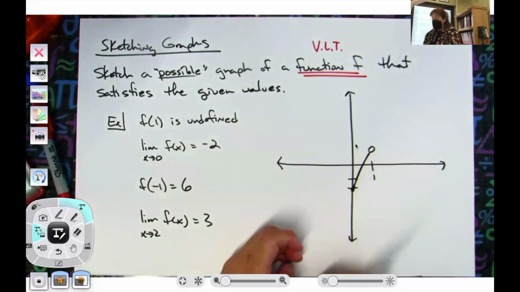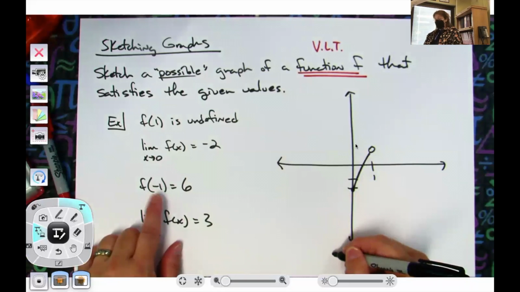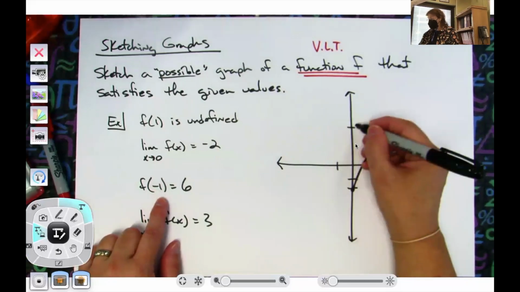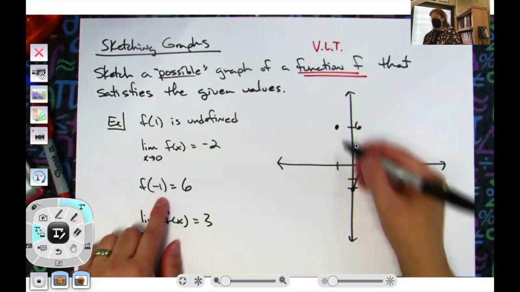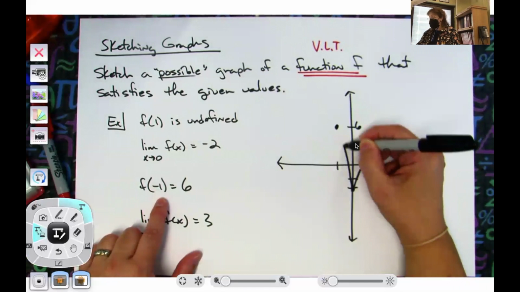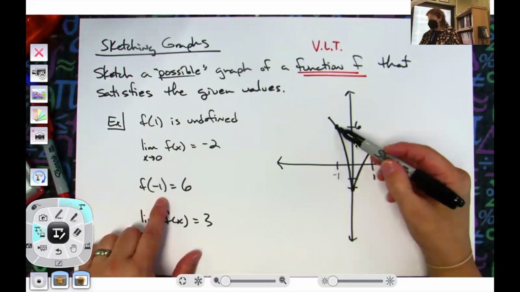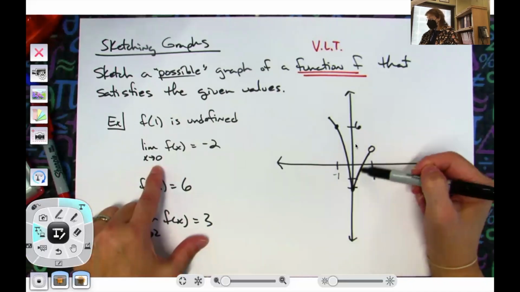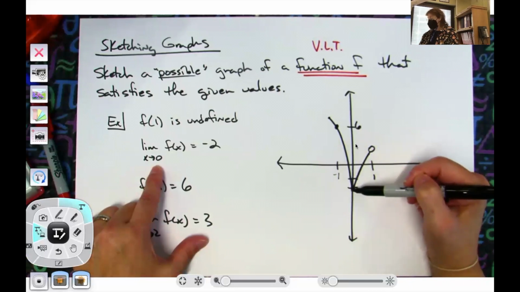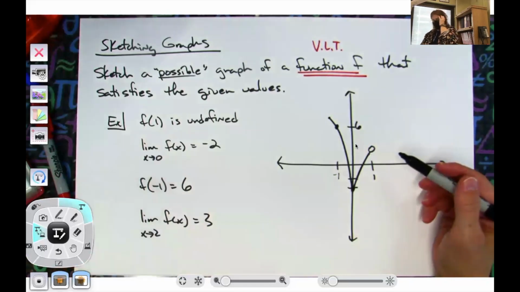I could keep going down maybe, but do I necessarily want to? Because if I look right here, this says f of -1 is 6. Well, I've got to get from here back up to there, right? So could I come down and have a cusp right here and then come back up and go through that point right there? Then I've met f of -1 is 6. I've met my limit at 0: I come from the left at -2, I come from the right, -2. I've got f of 1 is undefined, so I can have a hole there, or I could have a vertical asymptote. Your picture might be a little bit different there.